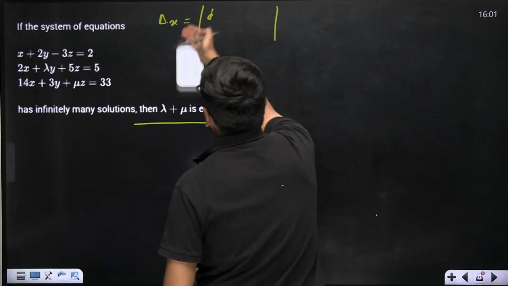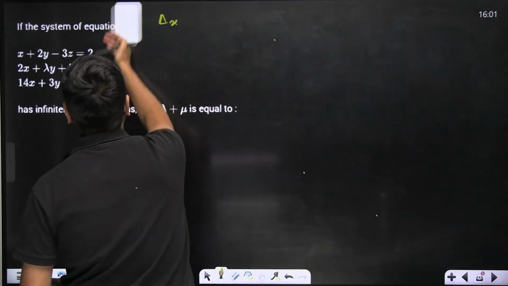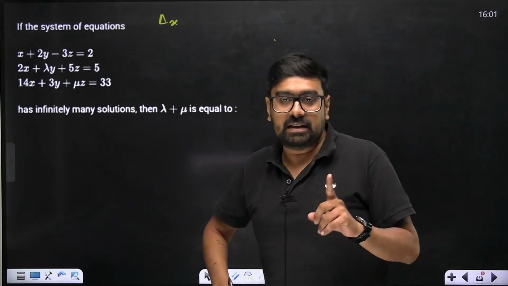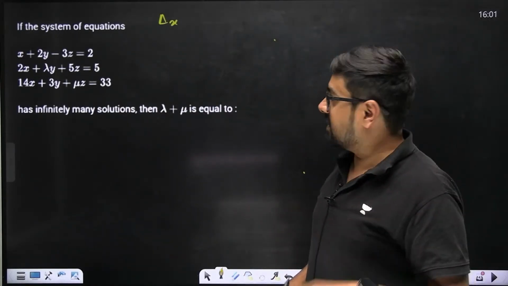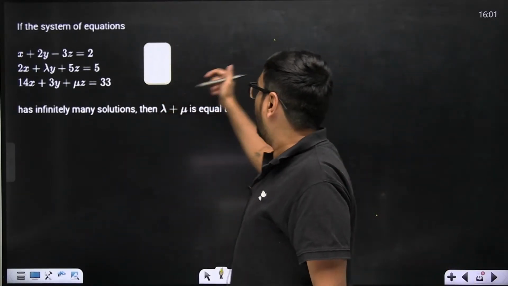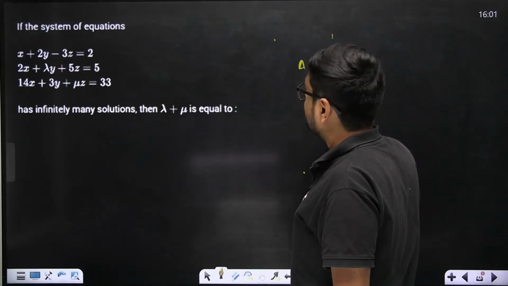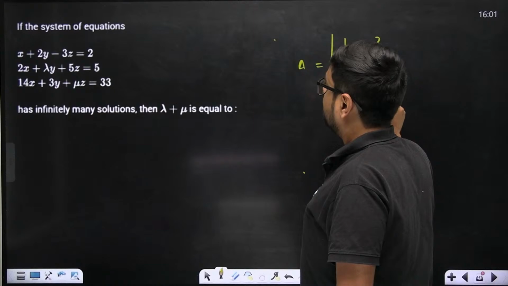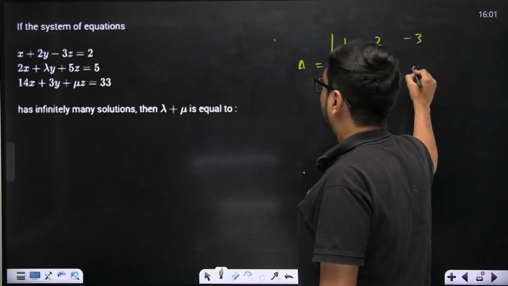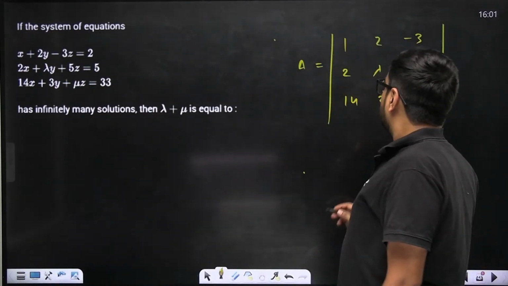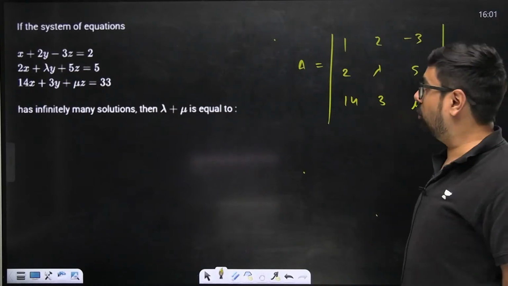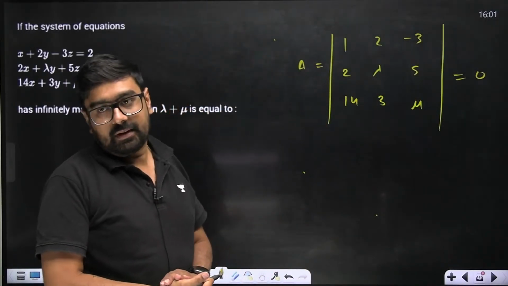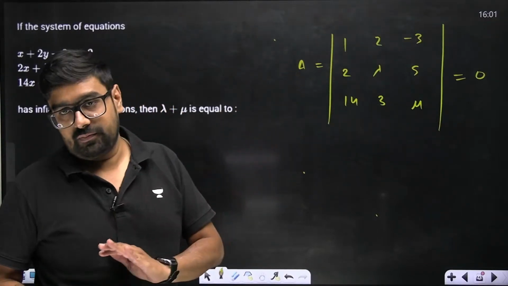Okay, so simply if it is saying infinitely many solutions, then don't go for delta. My first suggestion is, don't go for delta. Don't create delta over here. That means don't make this 1, 2, 14, 2, lambda, 3 and minus 3, 5 and mu, right? Don't put this equal to 0. Don't do that. You'll get stuck, and you'll calculate more.